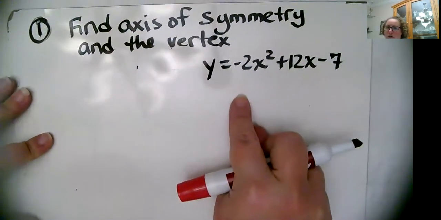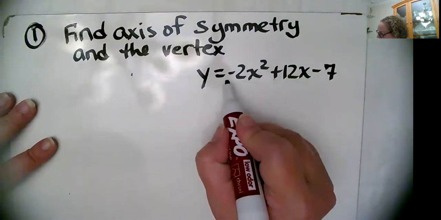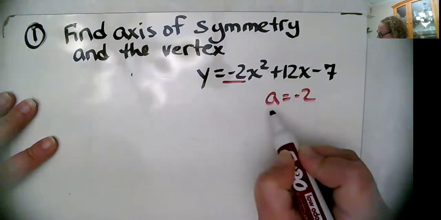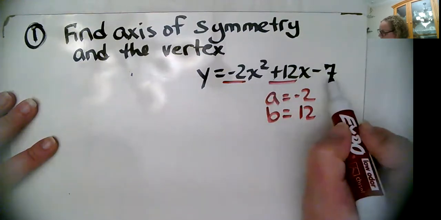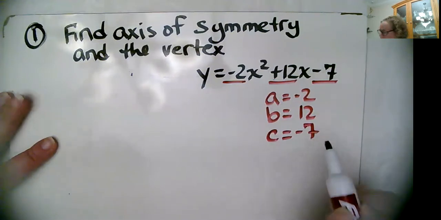Here's our equation. The first thing we're going to do is list everything. Let's list a, b, and c. So a is negative 2, b is 12, and then c is our constant at the end, which is negative 7.